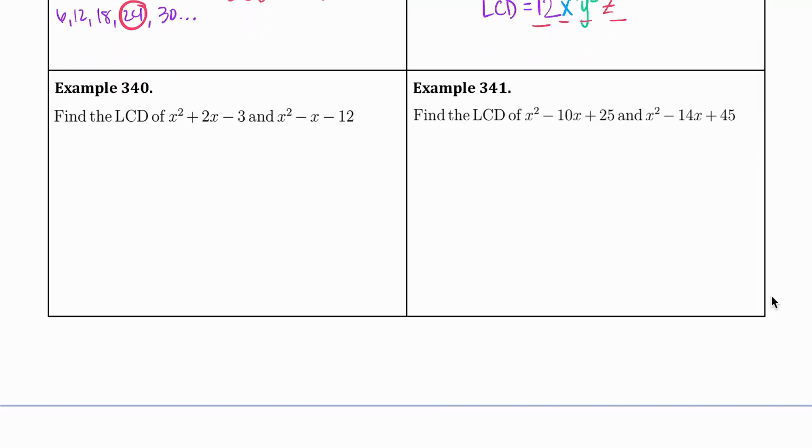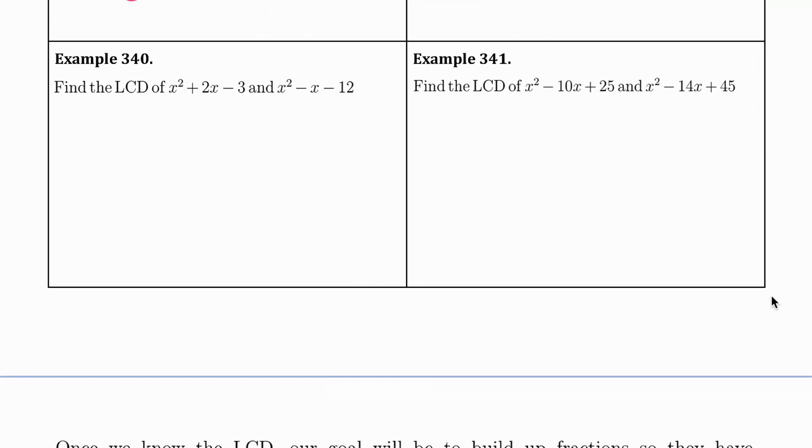Okay, so when we are trying to find the least common denominator of polynomials, I have a trinomial right here and a trinomial right here. What we're going to need to do here is factor first. So let's factor first. This one right here is going to turn into, we need two numbers that multiply to give me this and add to give me this. So x plus 3 and x minus 1. For the other, multiply to give me negative 12, add to give me negative 1. We're going to have x minus 4, x plus 3.